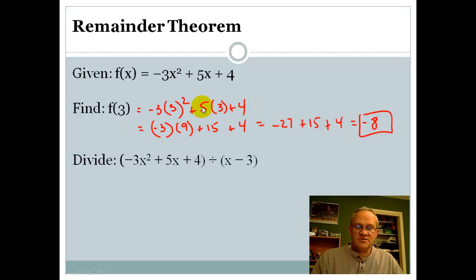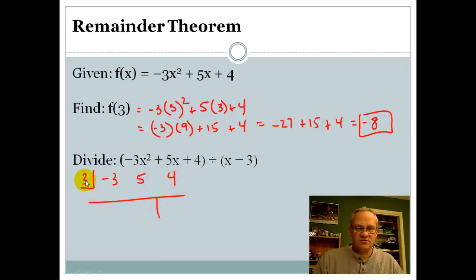So now that's the way we've done it before. What we're going to do now is use that synthetic division. And if you notice here, we're going to divide that same polynomial by x minus 3. And so what does that mean? When I set this up, what's going to go in the box over here is positive 3, right? Because x minus 3, that's where we change it. The numbers here are negative 3, 5, and 4.